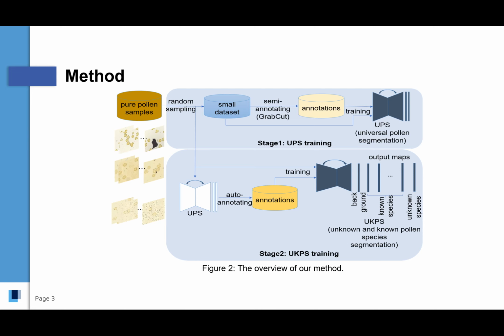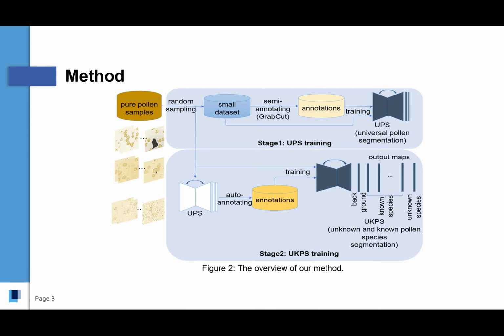Figure 2 is the overview of our method. In order to solve the tedious task of labeling large datasets, we first semi-manually segment foreground pixels, that is the pollen grains, on a small set of images using the graph cut algorithm. Then we use the resulting annotations to train a universal pollen segmentation model.